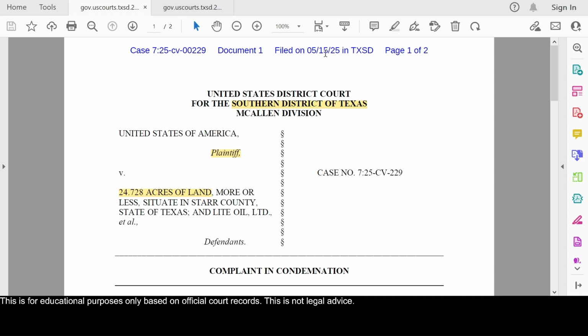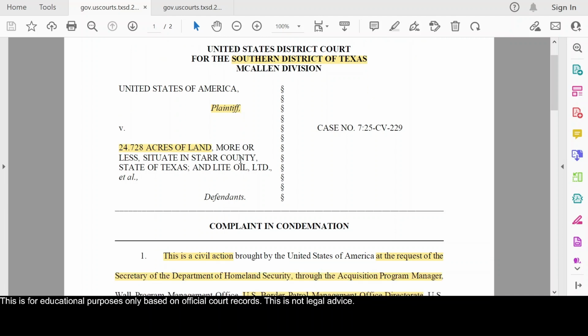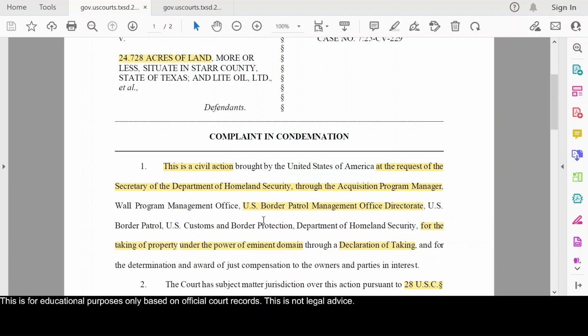It was filed May 15th, 2025 in the U.S. District Court for the Southern District of Texas. So here is the plaintiff. The plaintiff is the U.S. And then here are the defendants. They name some acres of land, and they say et al., which is pretty much any of the other defendants. So let's take a look at the complaint itself.